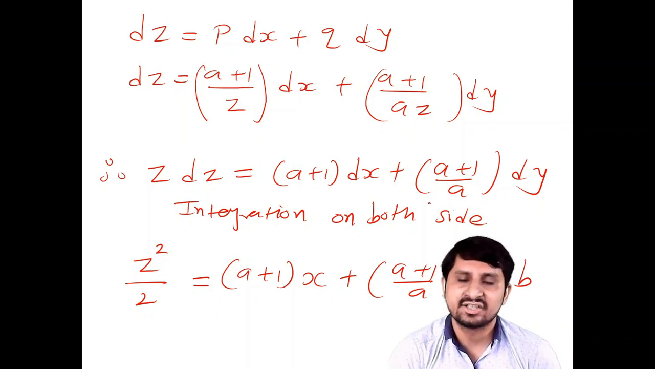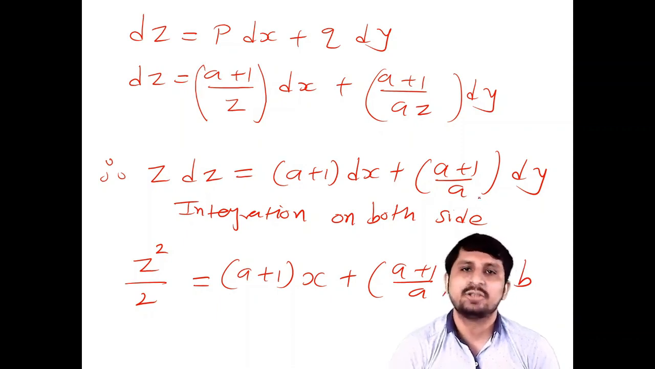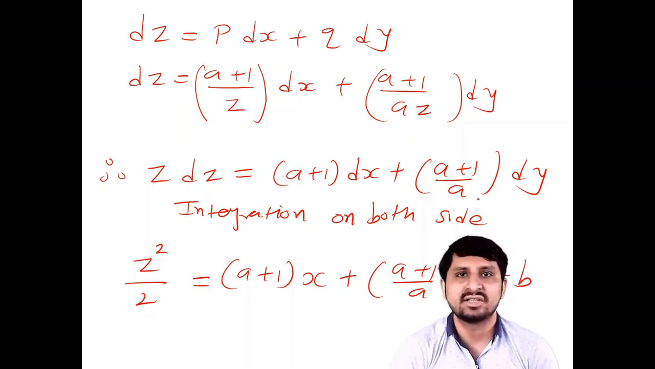So in today's lecture we discussed nonlinear partial differential equations type 1 and type 2. In type 1 we have only two variables, p and q. In type 2 we have three variables, p, q and z. And how to solve nonlinear partial differential equations type 1 and type 2, that we discussed in today's lecture. So thank you.